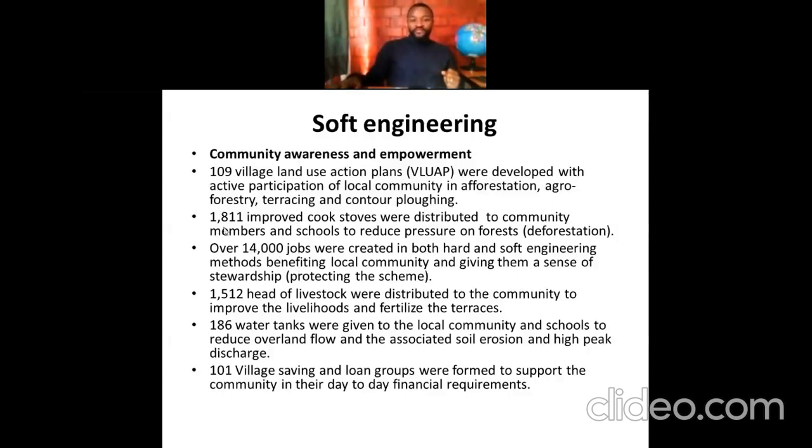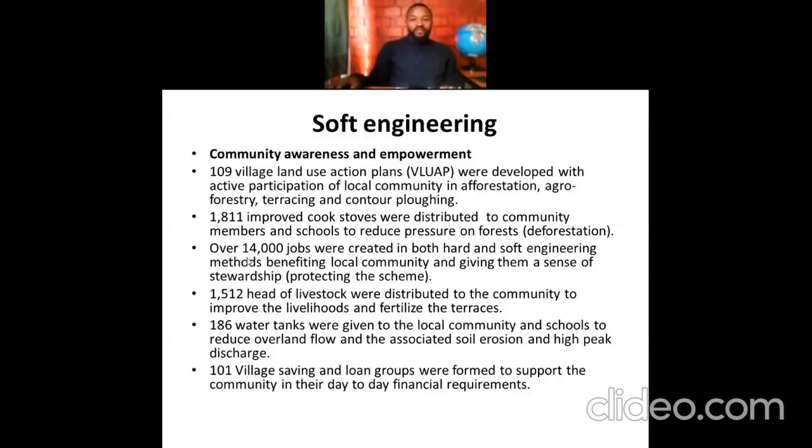Families were given different cooking stoves that are very good at managing firewood, so it is a way of reducing the rate of deforestation. 1,811 improved cooking stoves were given out, reducing how much firewood is needed to cook. It also reduces deforestation, so there will be more interception and less surface runoff.